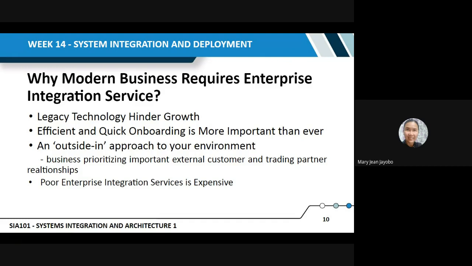Okay, let's proceed to number 4, which is: poor enterprise integration services is expensive. Just because you have some form of integration in place does not automatically mean that those integrations are working efficiently. In fact, improper integrations can actually cost up to millions of losses in revenue every year, according to the 2021 State of Ecosystem and Application Integration Report.